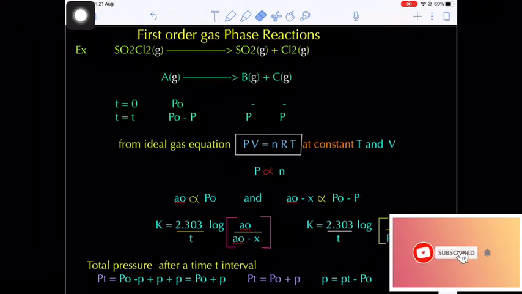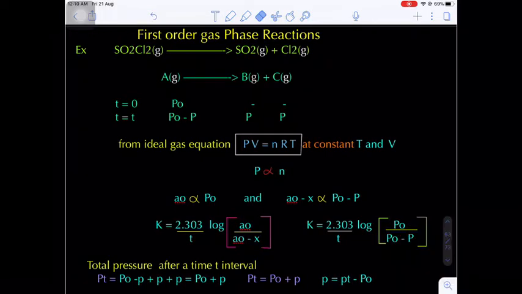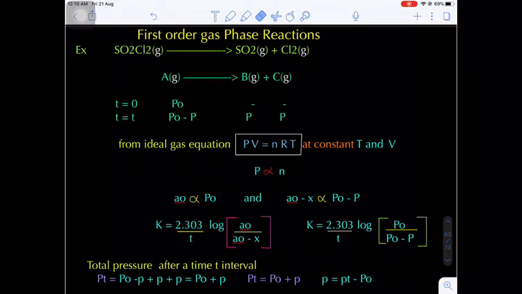Hello students, in the last class we completed the first order kinetics. Now the continuation: first order gas phase reactions. The best example for a first order gas phase reaction is SO2Cl2 decomposing to give SO2 and Cl2. This corresponds to first order gas phase kinetics because all the reactants and products are in the gaseous phase. That's why it is a first order gas phase kinetics.